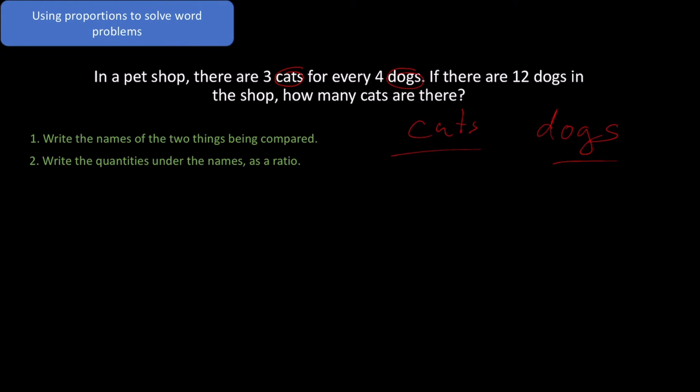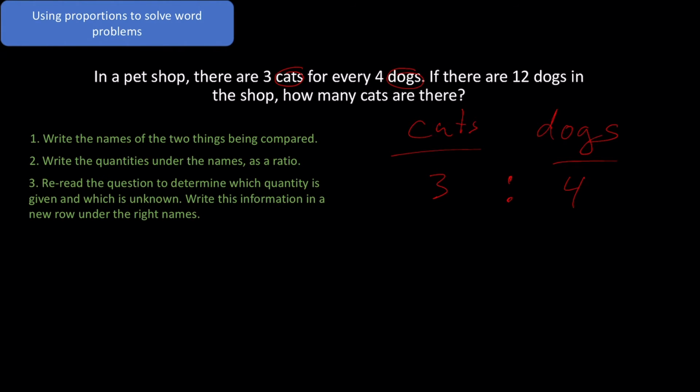And then I'm going to write the quantities under the names as a ratio. So I have 3 to 4. Then I want to know, if there are 12 dogs in the shop, how many cats are there? So I reread the question to determine which quantity is given and which is unknown, and then write the information in a new row under the right names. So what I need here is 12, and I don't know how many cats, right?